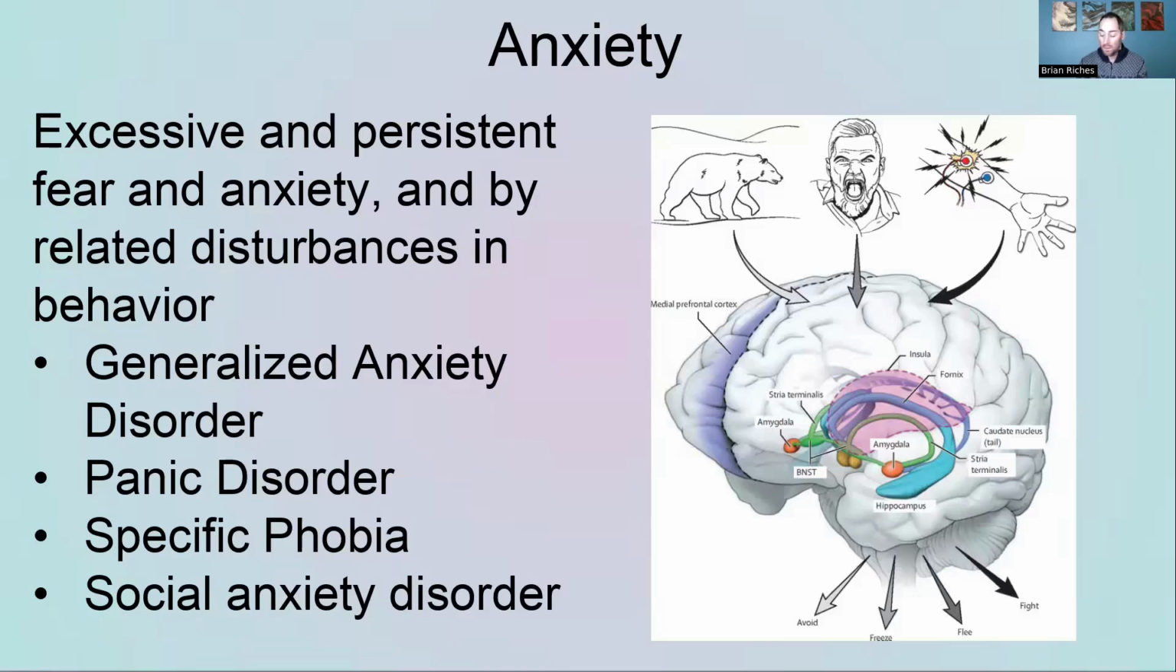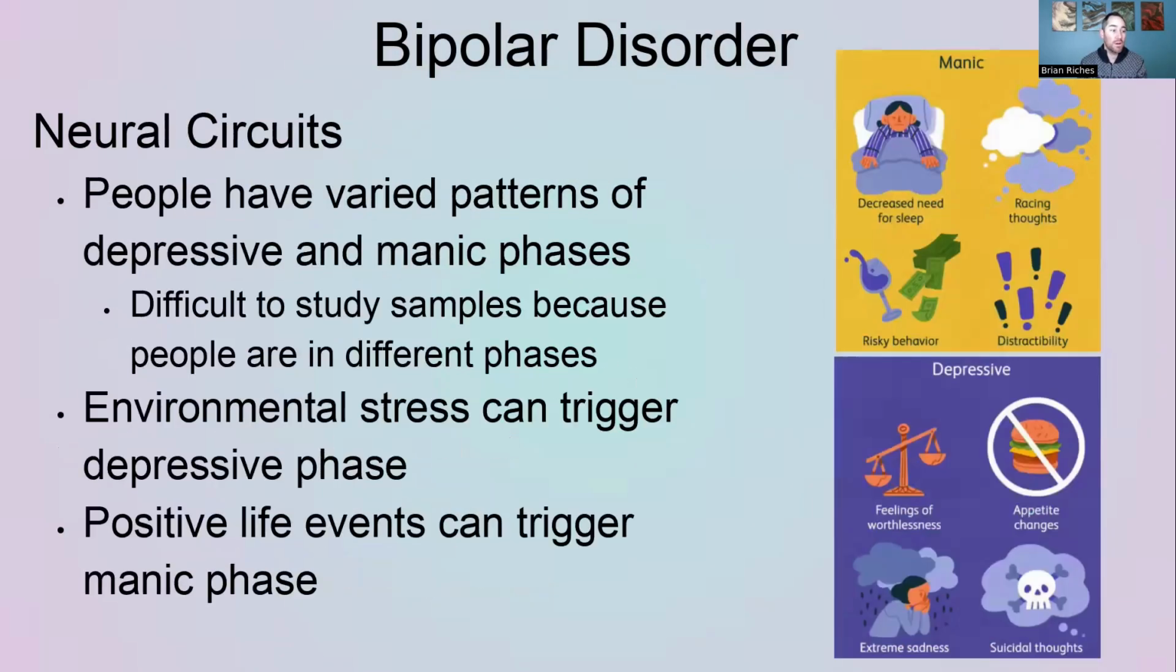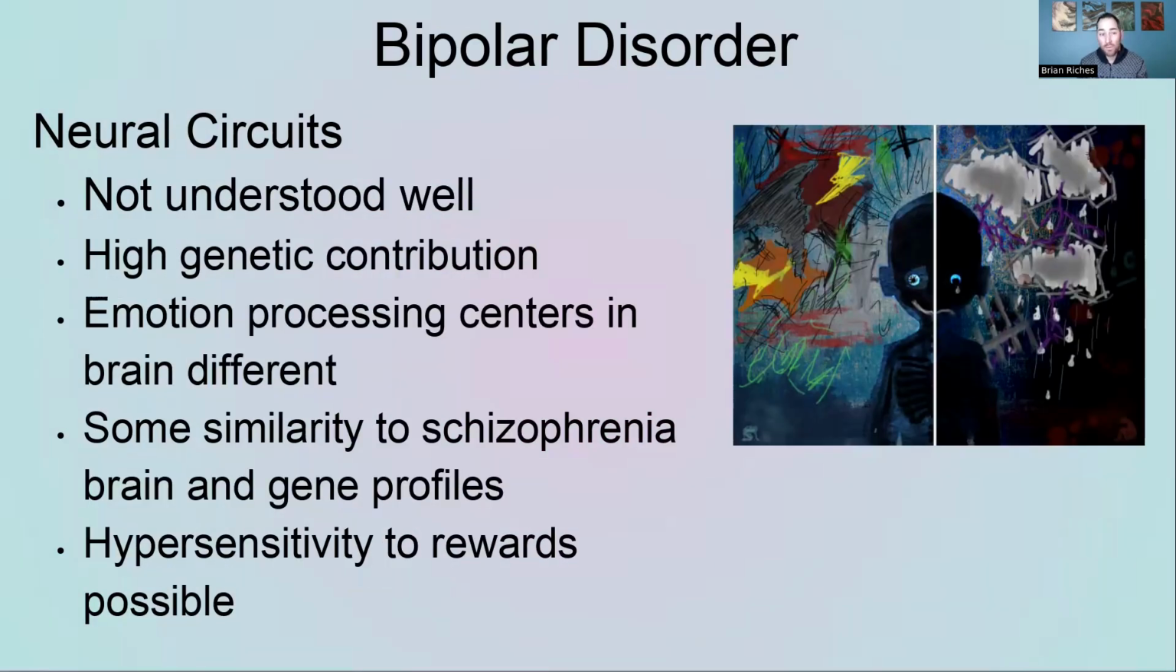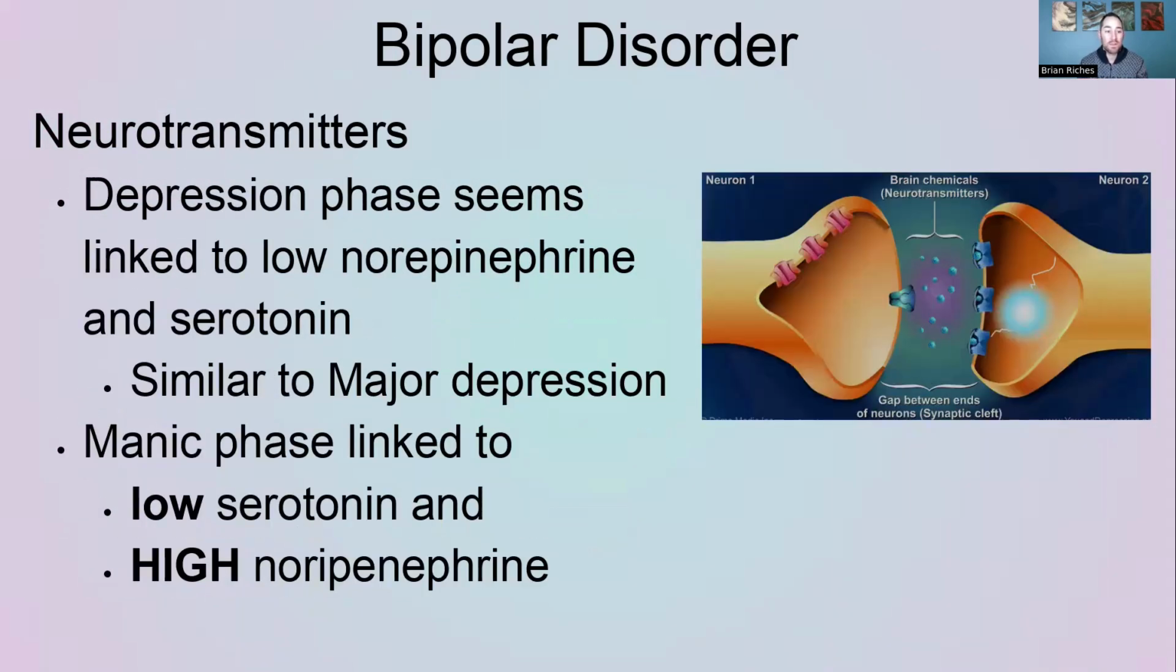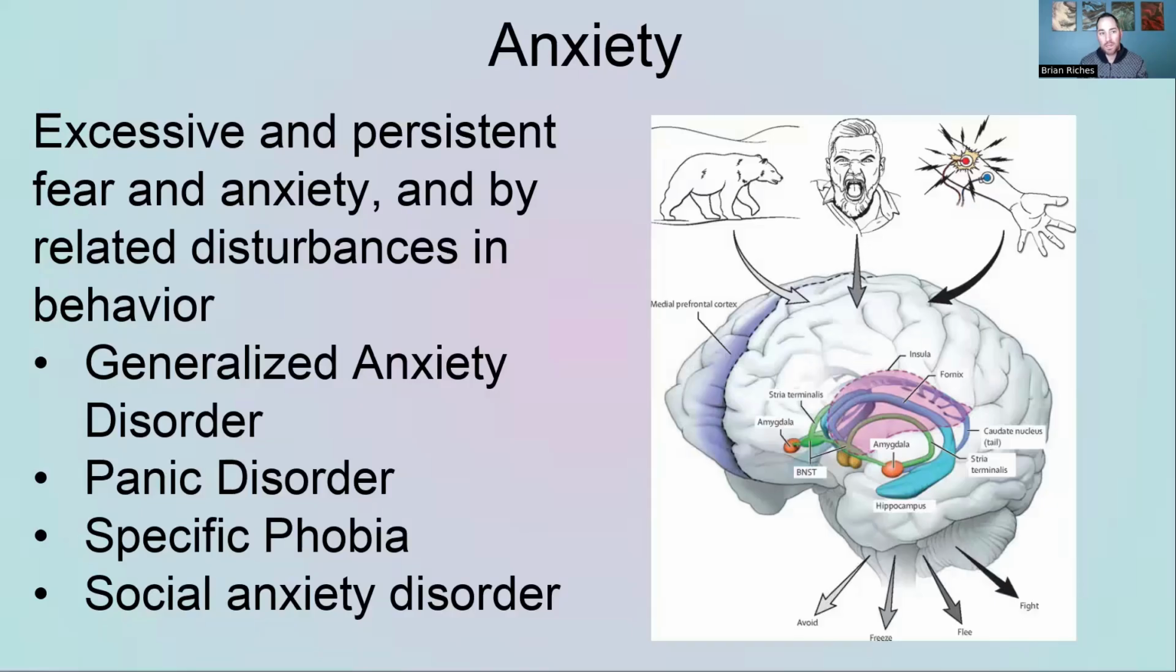All right, so again, we don't know a ton about bipolar disorder. There are those specific neural circuits that seem similar to some things that we see in schizophrenia, some gene profiles, and we see a couple of neurotransmitters that are related here. We see the low norepinephrine and low serotonin for depressive episodes, but low serotonin and high norepinephrine for manic episodes. So there's a lot more to learn about this one as well.